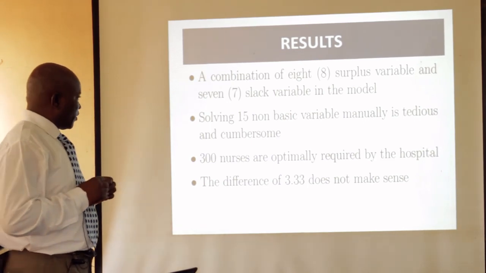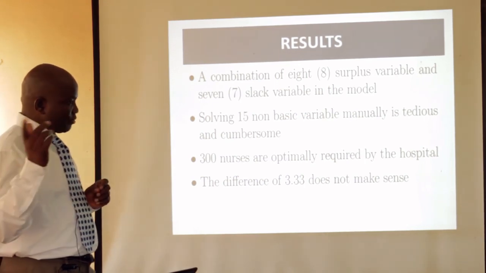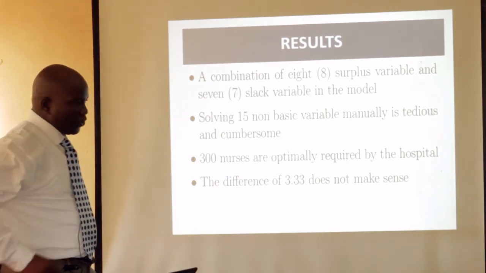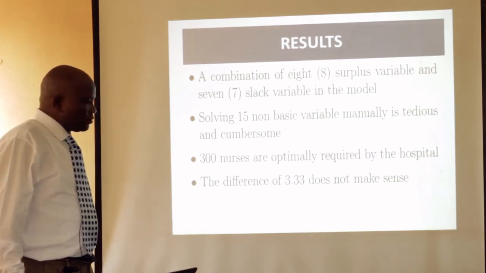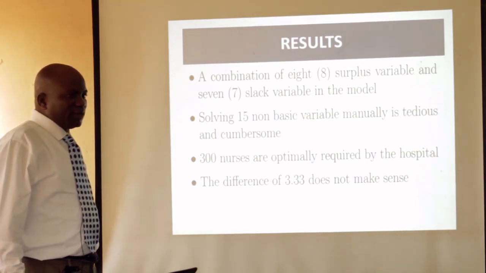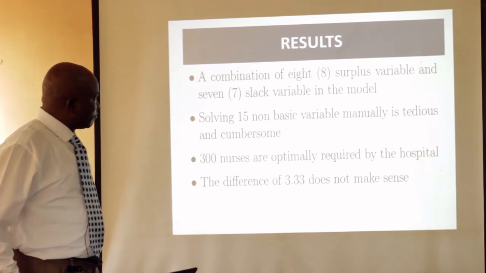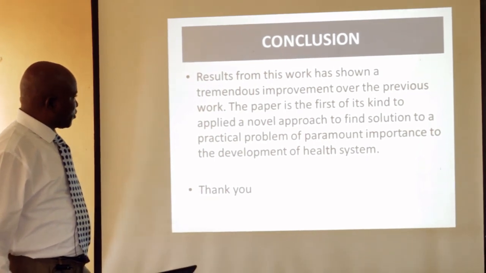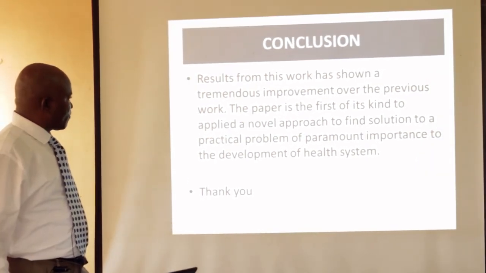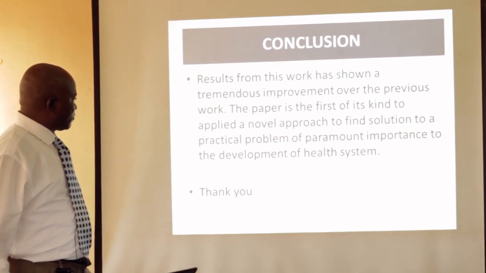And optimally 300 nurses are required by the hospital, as against the previous work of 303.33. When you are talking about humans, 0.33, we don't have that as a human. So this stands as a remarkable improvement over the previous work. We like to conclude that this work has tremendously improved the paper that was adopted. Thank you.